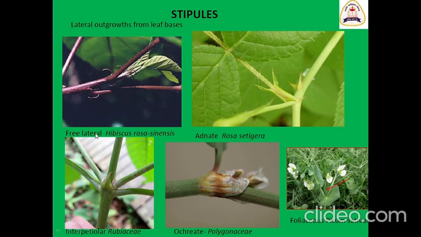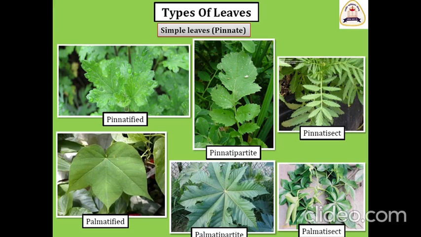One is the free lateral, which is present in Hibiscus rosa-sinensis. These are the adnate, present in the species of rose. This is interpetiolar, present on the sides of the leaf. This is the ocreate. Ocreate generally means a yellow, rusty colored structure, present in the family Polygonaceae. The foliaceous stipules perform the function of photosynthesis, and are present in the pea plant, Pisum sativum.